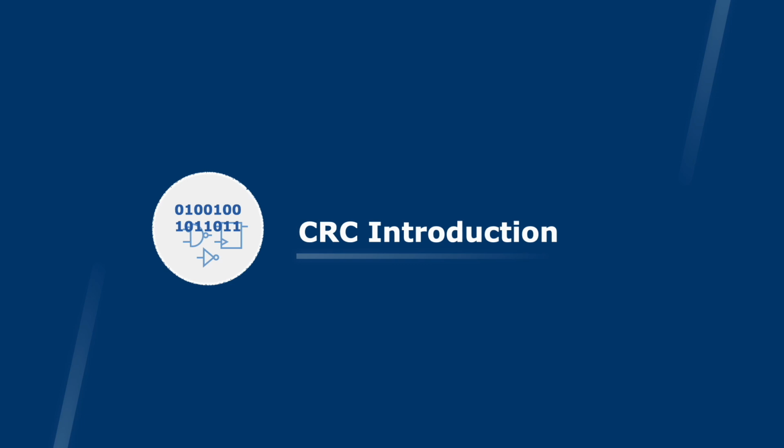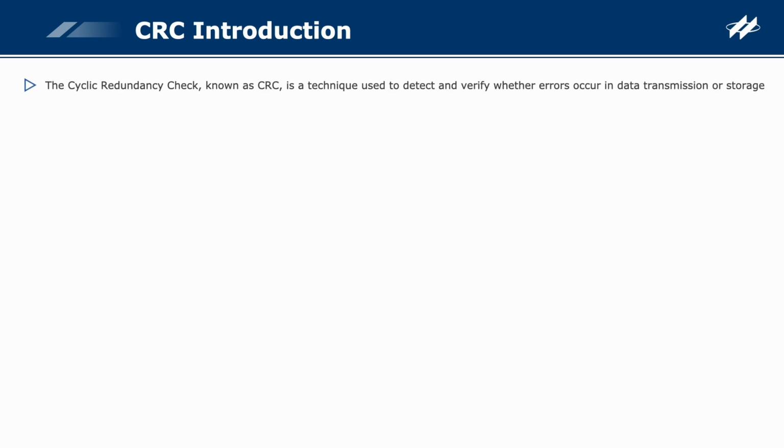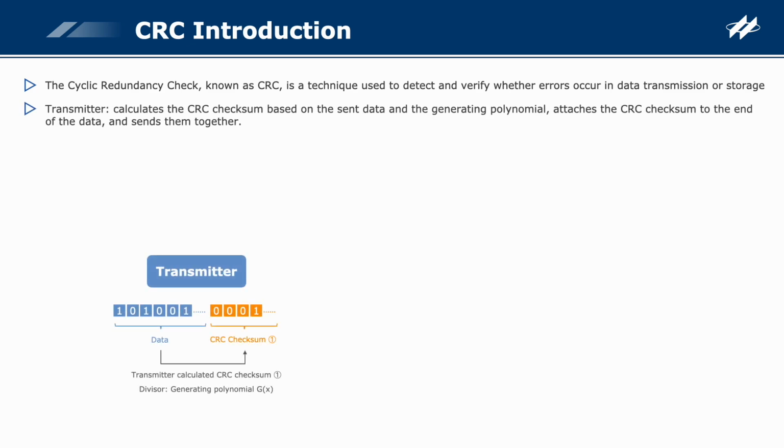CRC Introduction. What is CRC? The cyclic redundancy check, known as CRC, is a technique used to detect and verify whether errors occur in data transmission or storage. The transmitter calculates the CRC checksum based on the sent data and the generating polynomial, attaches the CRC checksum to the end of the data, and sends them together.